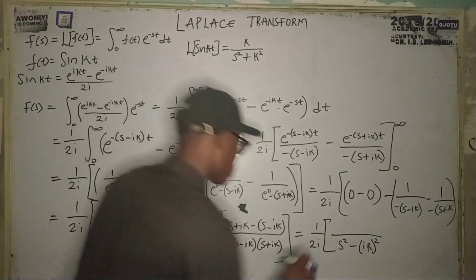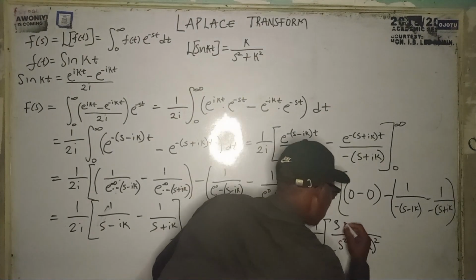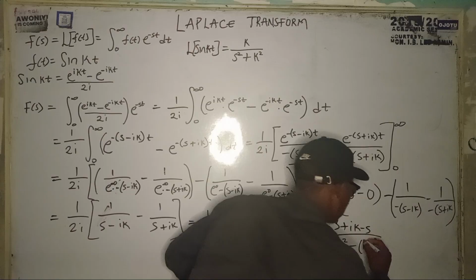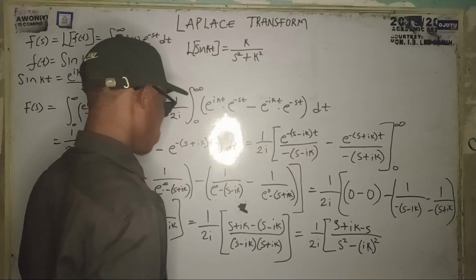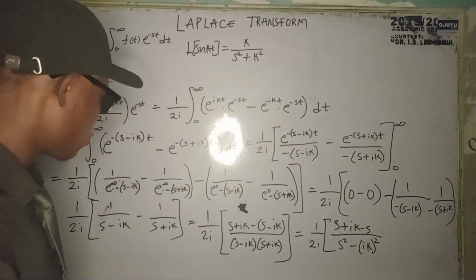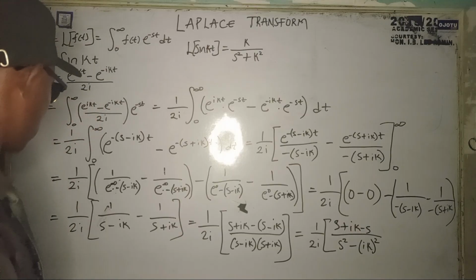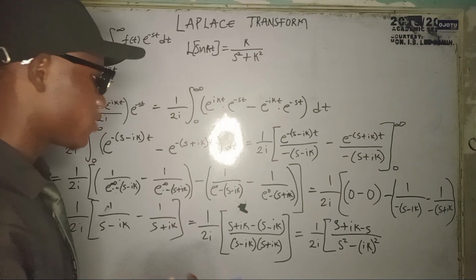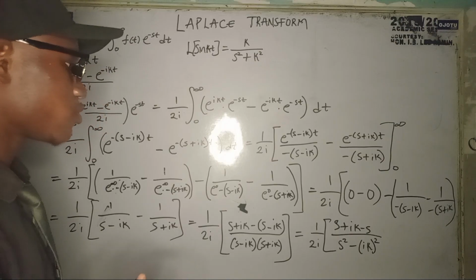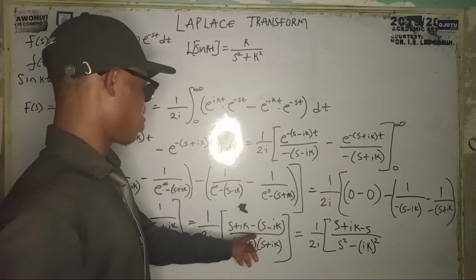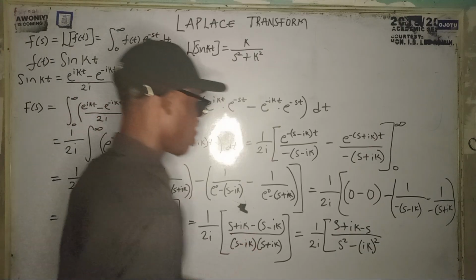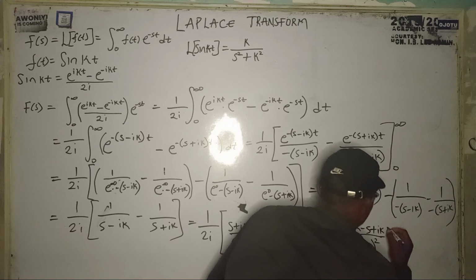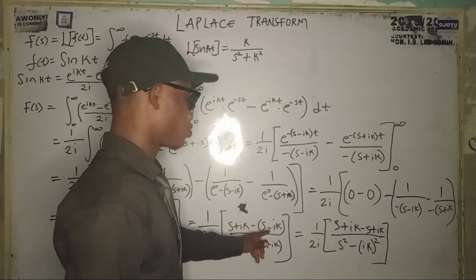Here we have s plus ik, and we have minus s. We also have s plus ik. We also have minus s, then we also have plus ik, because minus times minus is going to be plus.